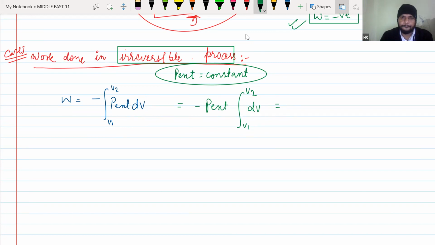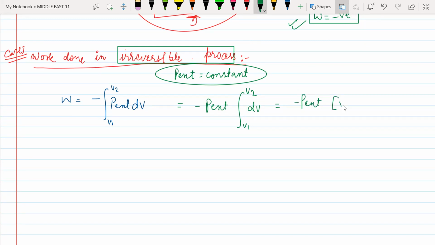Ifra? Sir, V. What you just said? Integration, sir, of dV. Very good. Integration of dV, and here it will be upper limit minus lower limit.